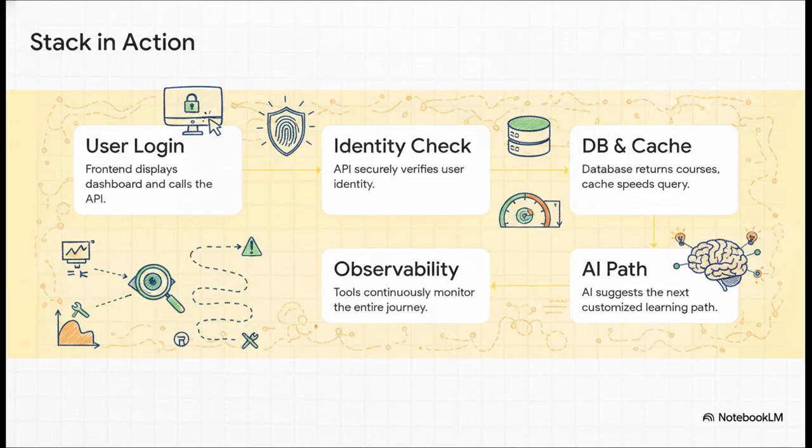Step 1, the user logs into the UI. Step 2, the API securely verifies their identity. 3, the backend queries the database for their courses. 4, a cache kicks in to speed up that data delivery. 5, the new AI layer suggests their next customized learning path. And 6, observability tools are quietly monitoring this entire journey for any errors. It's all the layers working in perfect sync.